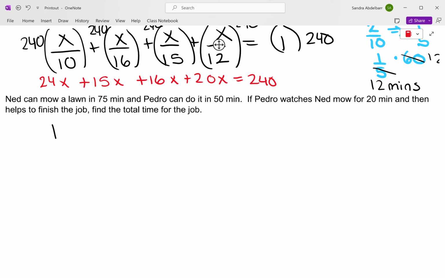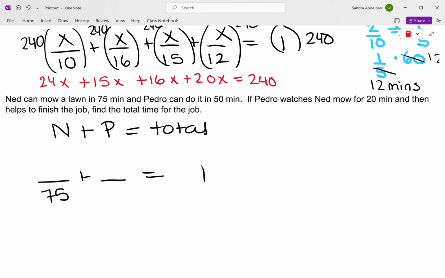All right. So we are mowing lawns. So we have Ned plus Pedro will equal total job. Do we agree? All right. Ned can mow the lawn in 75 minutes. Where is that going? Top or bottom? Numerator or denominator? That's 75. Ned can mow a lawn in 75 minutes. That's him by himself. All right. Denominator.